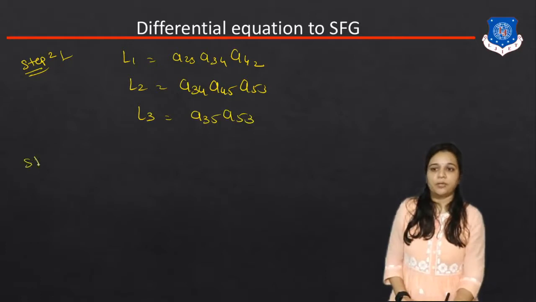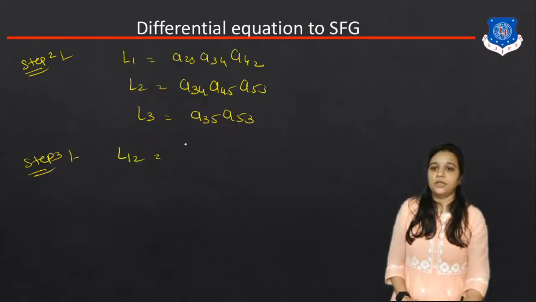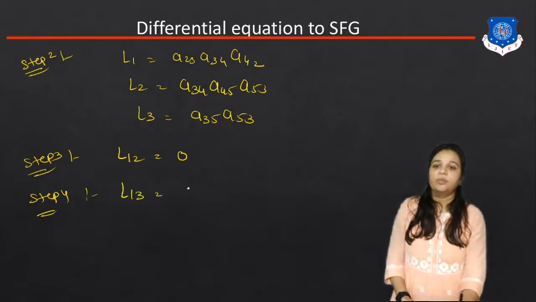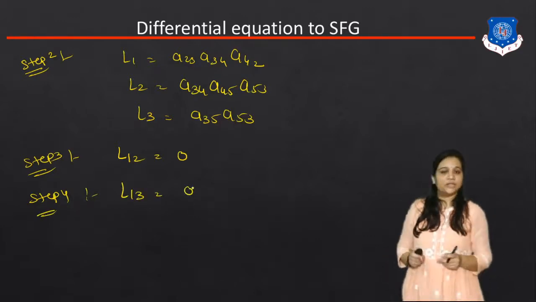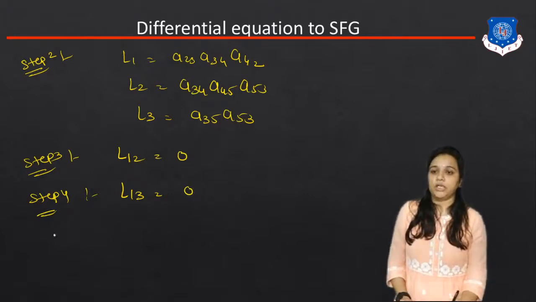Okay, now step number 3, find the two non-touching loops. This is my first loop, this is my second loop. The node is common, and for the third loop again a node is common. So there are no two non-touching loops. The answer is 0. Now find the three non-touching loops. If there are no two non-touching loops, then there is no availability of three non-touching loops.